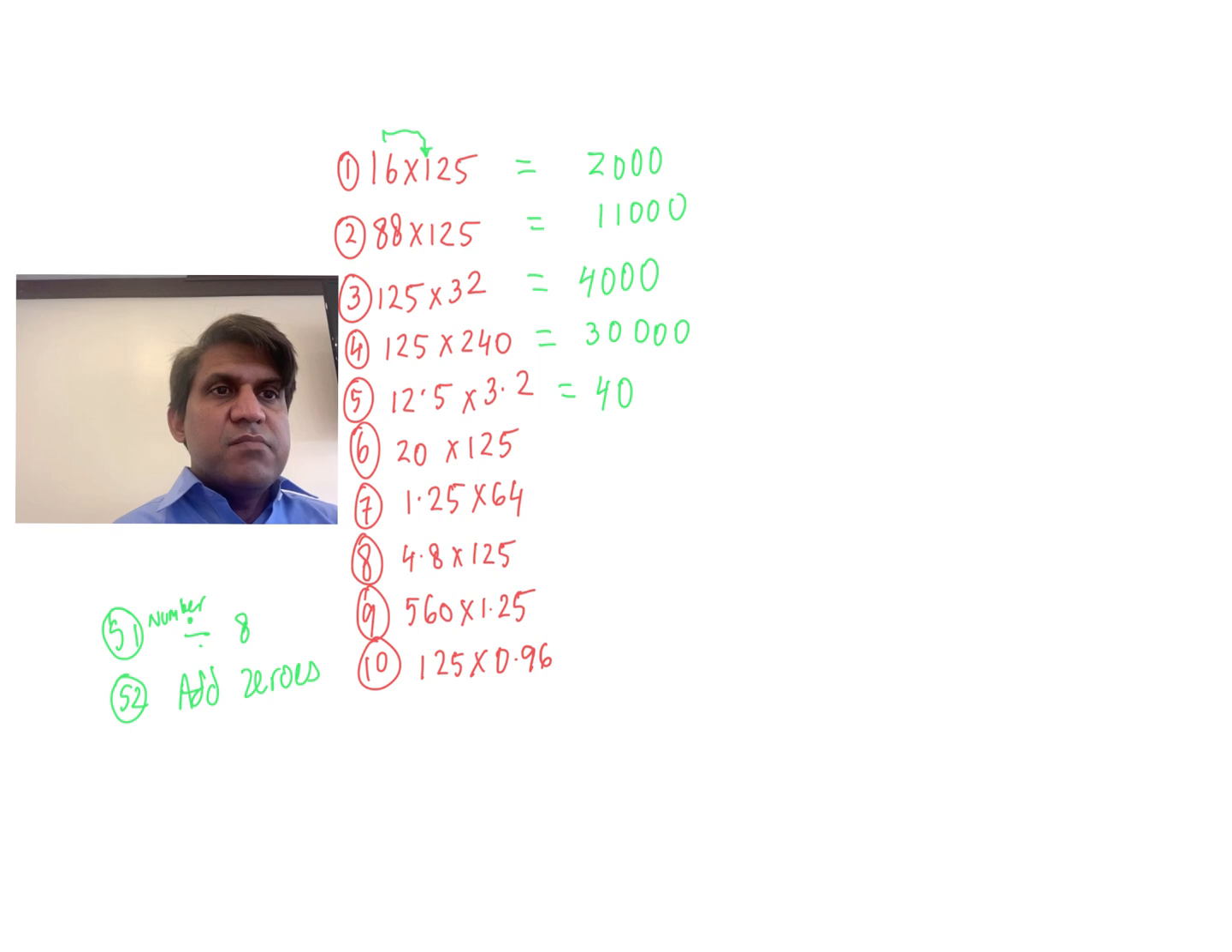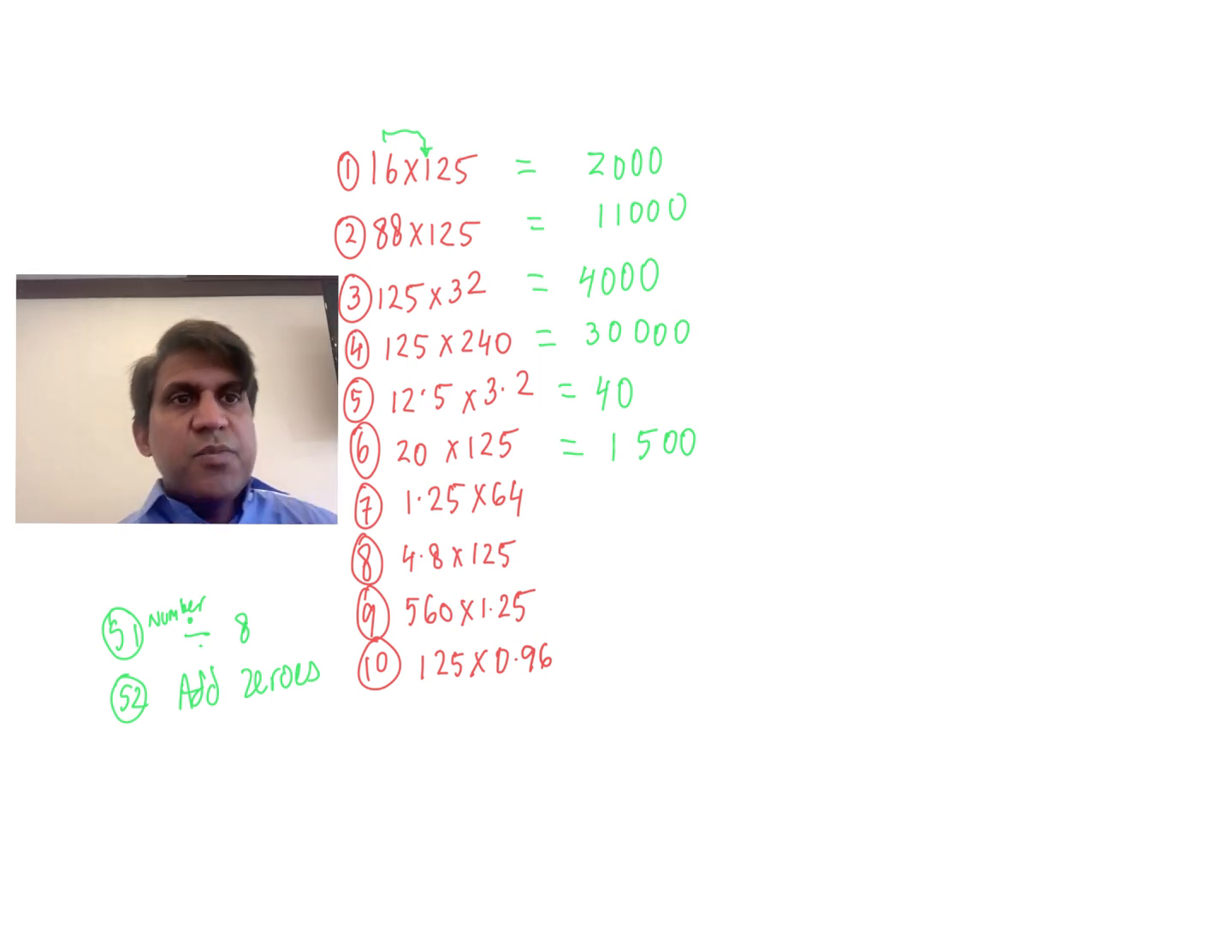Okay, 20 times 125. What is 20 divided by 8? That's 1.5. And then what's 2 times 100? That's 200. Sorry, 20 times 100 is 2000. So this will give me 1500 as my estimation.